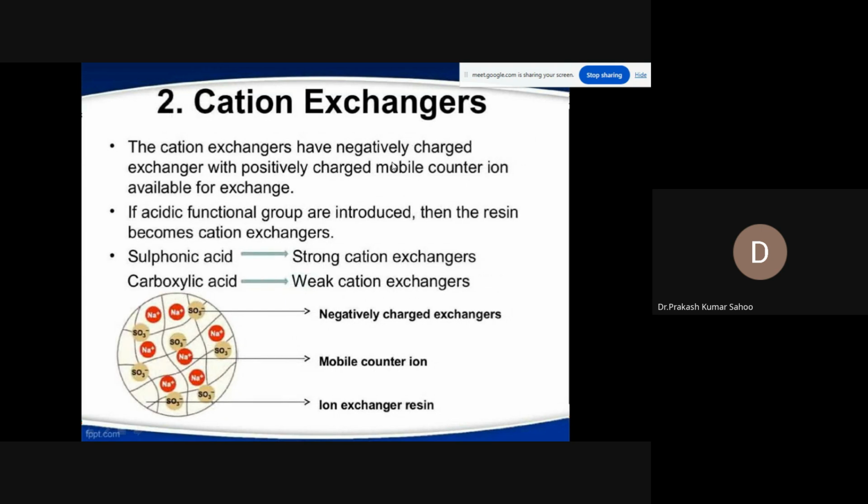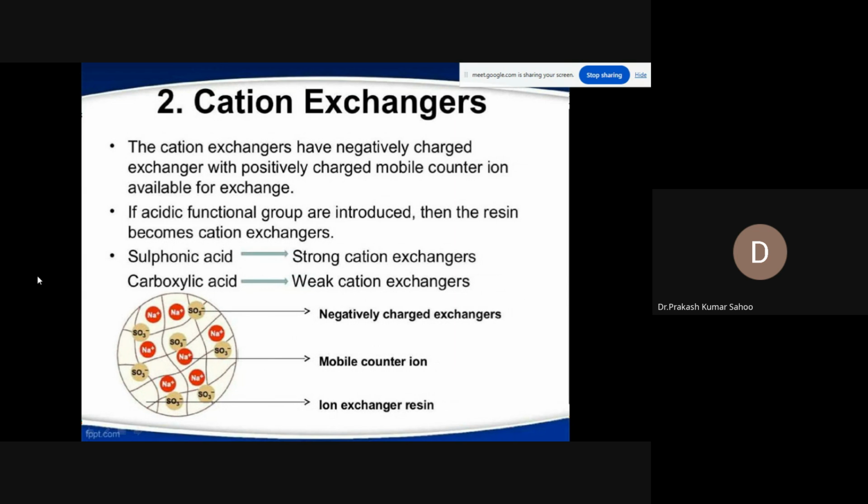This is the cation exchanger, the reverse of the anion. Here the negative ions are sulfite ions, SO3 minus. The Na plus ion from the sample gets attracted to and interacts with the negative charge of the negative ions present in the cation exchanger. So cation exchanger means a positive ion gets exchanged. Anion exchanger means anions from the outside source get exchanged.